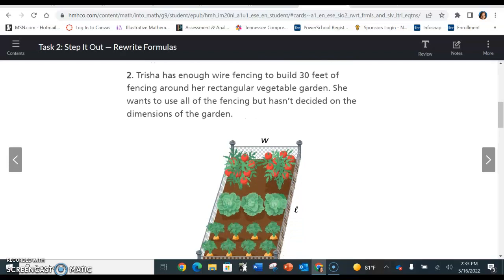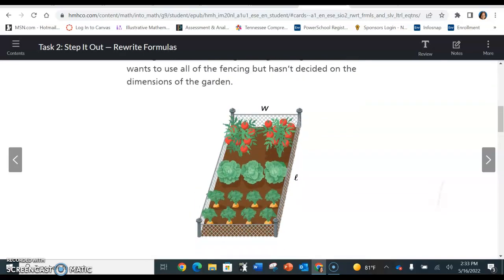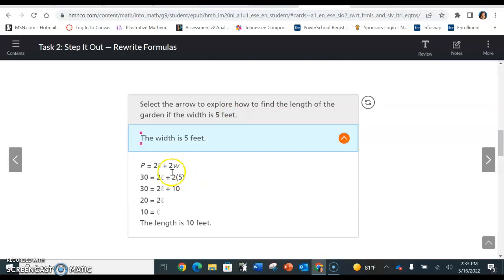Tricia has enough wire fencing to build 30 feet of fencing around her rectangular vegetable garden. So if she has 30 feet of fencing to go around her garden, remember perimeter is adding up all the sides around, so this would be the perimeter. She wants to use all the fencing but hasn't decided on the dimensions of the garden. So she has 30 feet of fence and she wants to know what her side lengths will be. It says select the arrow to explore how to find the length of the garden if the width is 5 feet.